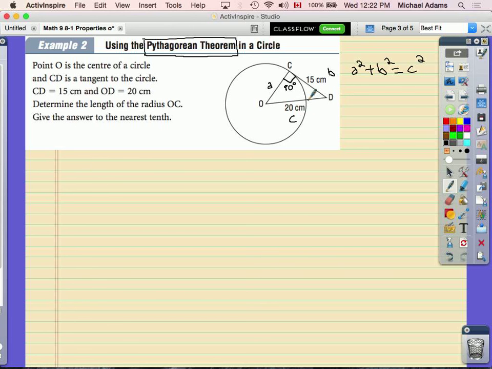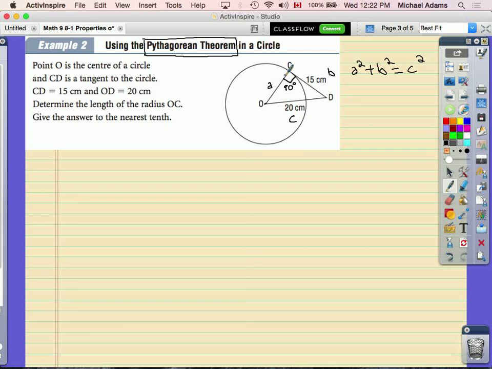It says point O is the center. Here's point O, that's the center. And CD is tangent to the circle. CD equals 15 centimeters. OD equals 20 centimeters. Determine the length of the radius OC, to the nearest tenth of a centimeter. Now I'll use A to represent OC, that's our unknown.